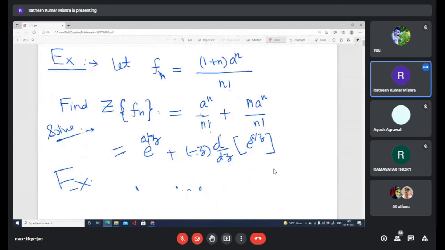So therefore, I'm going to take z common. So we can write f(z) minus f naught.